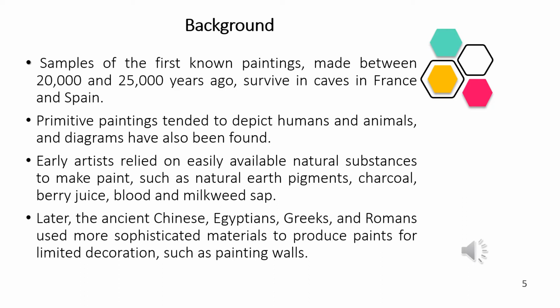Background. So what is the background of paints? When were paints used for the first time, what is the history of paints? Samples of first known paintings made between 20,000 and 25,000 years ago survive in caves in France and Spain. So the first paintings were made between 20,000 and 25,000 years ago. These paintings survived in caves in France and Spain.